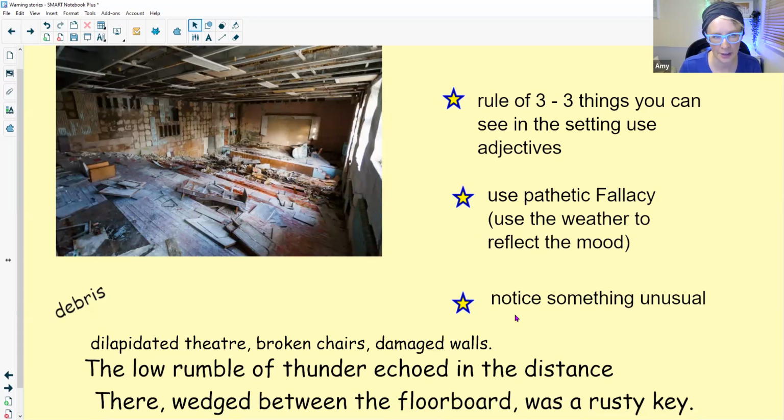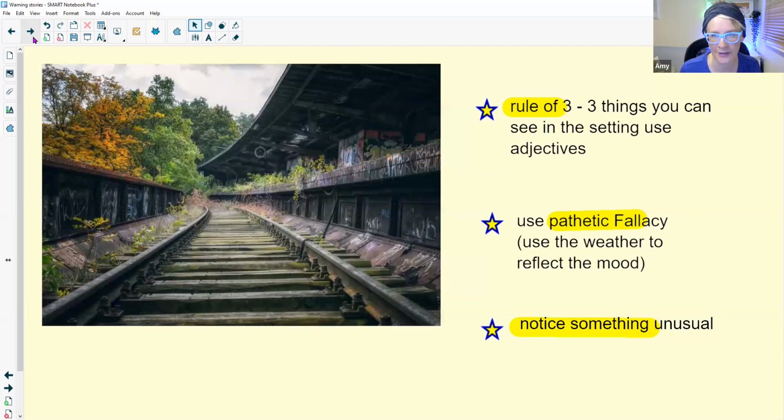And then another thing that we can do to build up atmosphere, a bit of tension as well, is that the main character can perhaps notice something unusual in the setting. We talked about it maybe being something small, and I said there, comma, wedged between the floorboard was a rusty key. So this was the model, the example that we gave, and then we looked at this one, and the children had some time to come up with a description, focusing on atmosphere using the rule of three, pathetic fallacy, and noticing something unusual. The ideas that they came up with were really good.